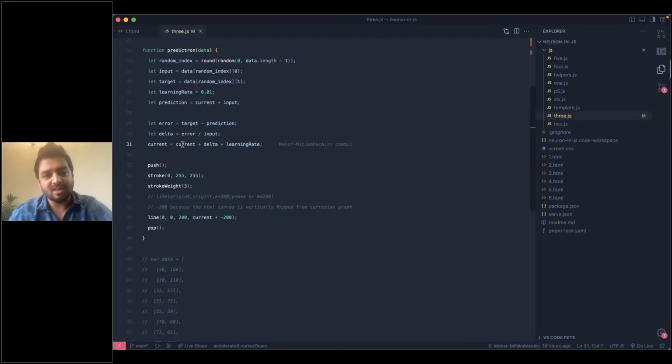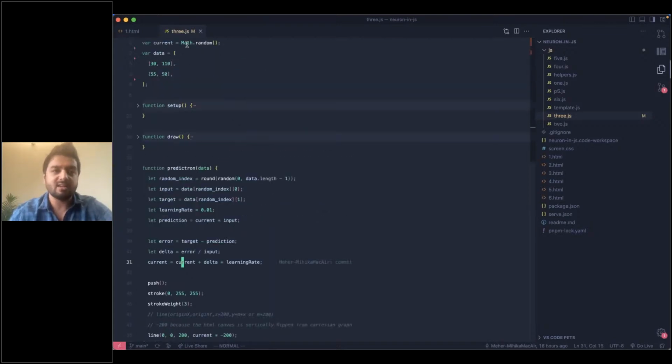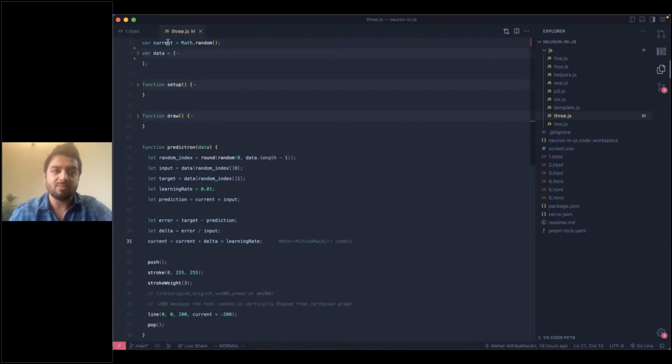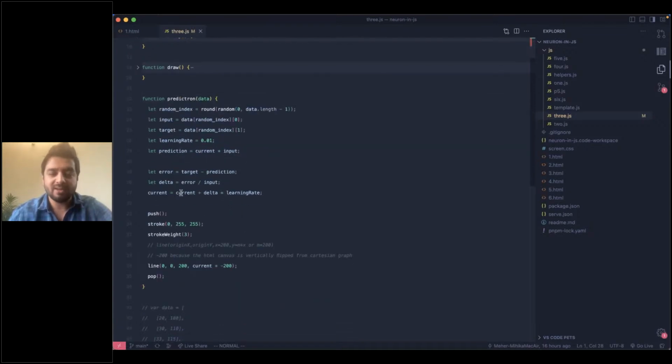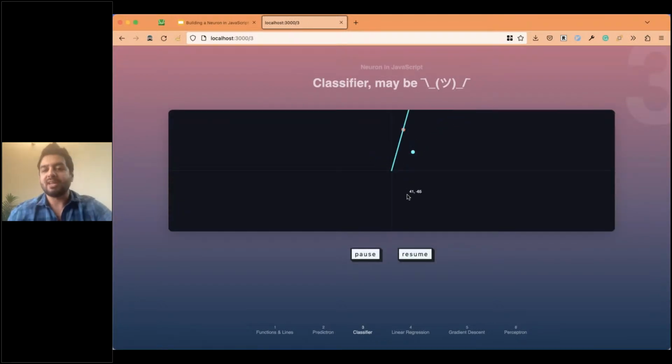Now the current value is nothing but a guess, which we made at the top, a random number which we have taken. What we are doing here is current plus delta, multiplied by learning rate. If I don't multiply it by learning rate, it is going to jump like this, because at every step it is going to fix the error for the blue dot, and at the next step it is going to fix the error for the red dot. So it's just jumping between the two. It's saying, okay, this is the right answer, this is the right answer.